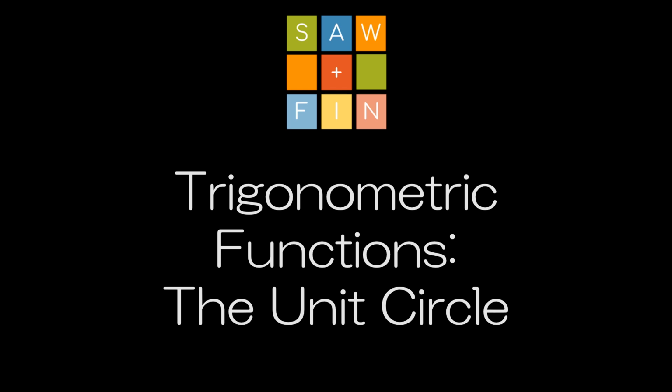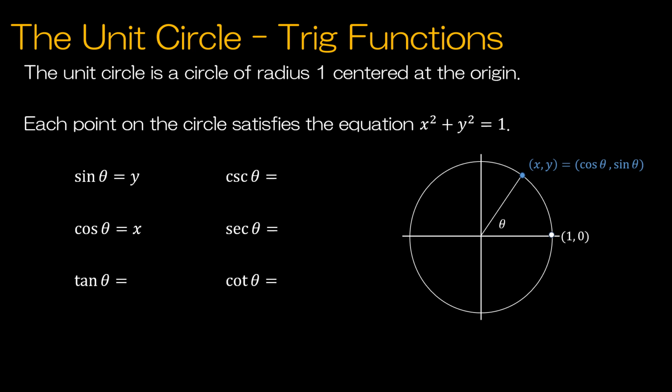Trigonometric functions and the unit circle. The unit circle is a circle of radius 1 centered at the origin, where all of the points on the circle satisfy the equation x squared plus y squared is equal to 1. So let's take a look at why that's true first of all.